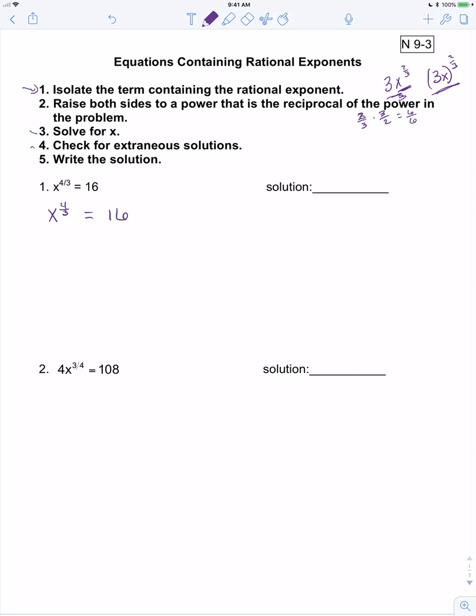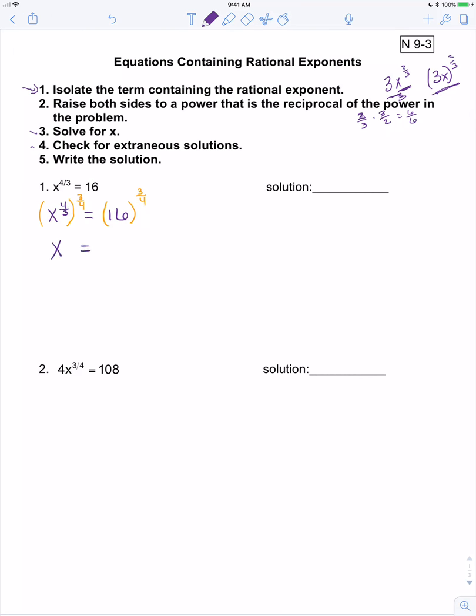And remember, what we're doing is now bringing this side to the power that's the reciprocal of that exponent. So the 4/3 power would then be brought to the 3/4 power. And remember, if we do that to one side of an equation, we have to do it to the other side of the equation. Okay, so this makes x to the 4 times 3 is 12, and 3 times 4 is 12. So that means that x is just brought to one power, so that is just an x.